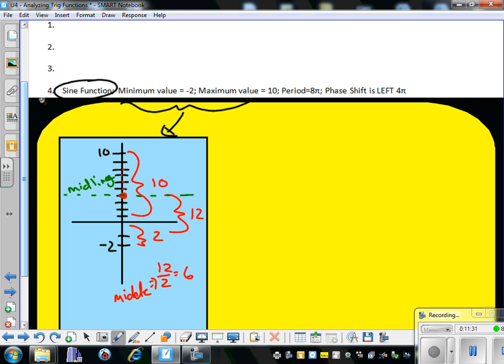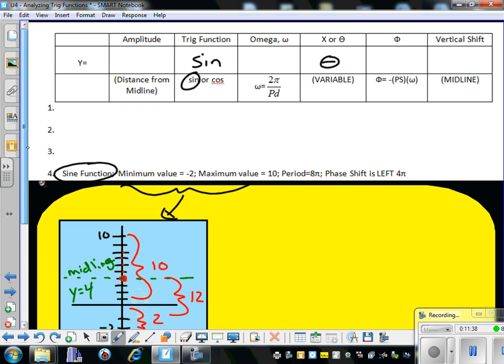So my midline would be y equals 4. So let's go ahead and label that up top. So my midline is y equals 4. Well, that's a positive 4. So now what was my amplitude? What distance did I go above and below 4? Well, that was a distance of 6 up and 6 down. So my amplitude will be 6.